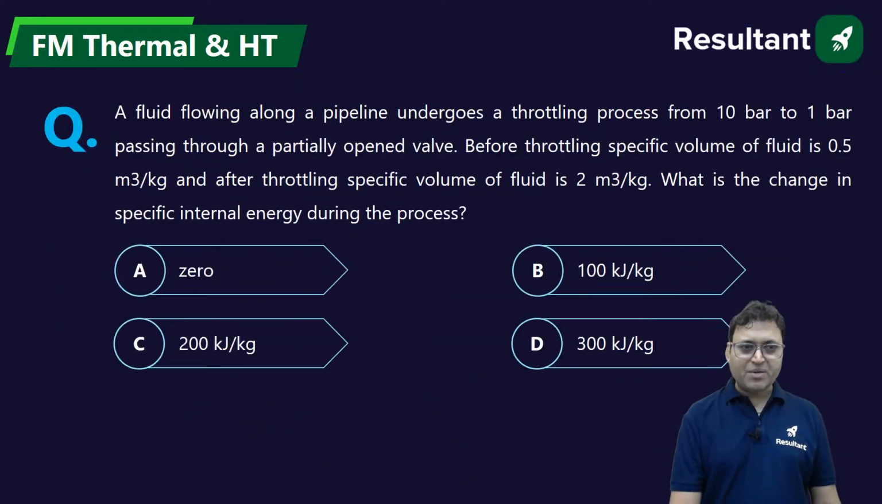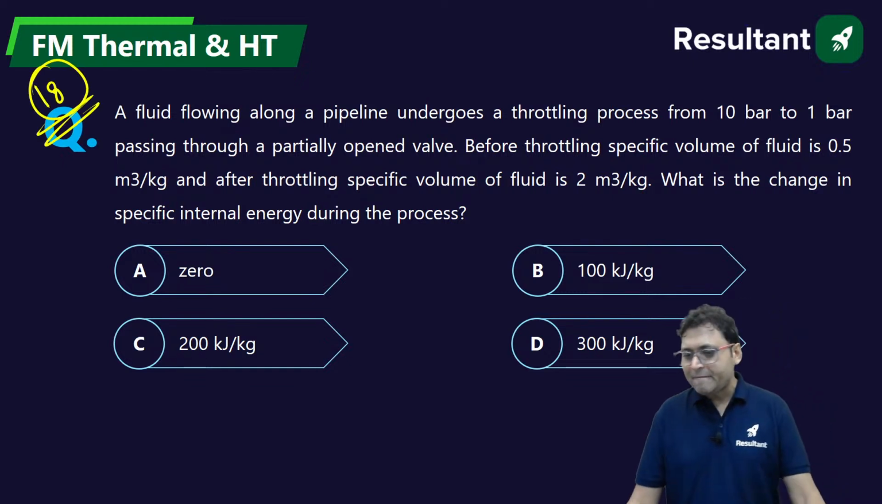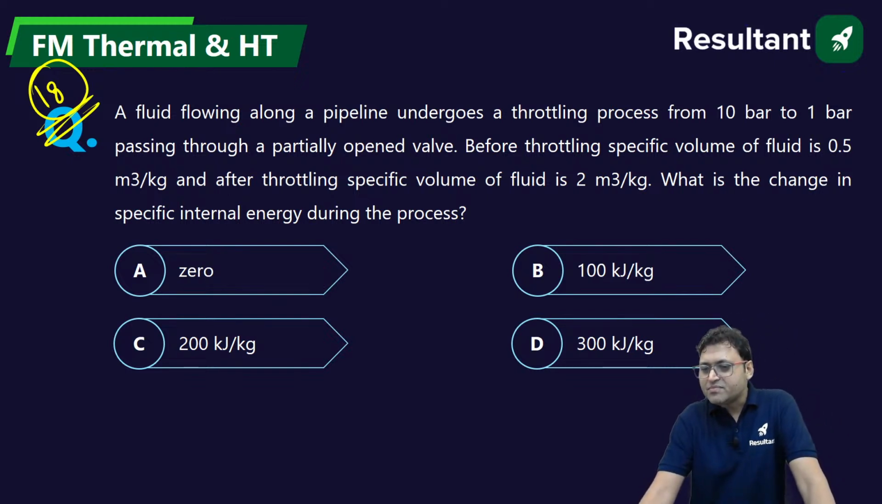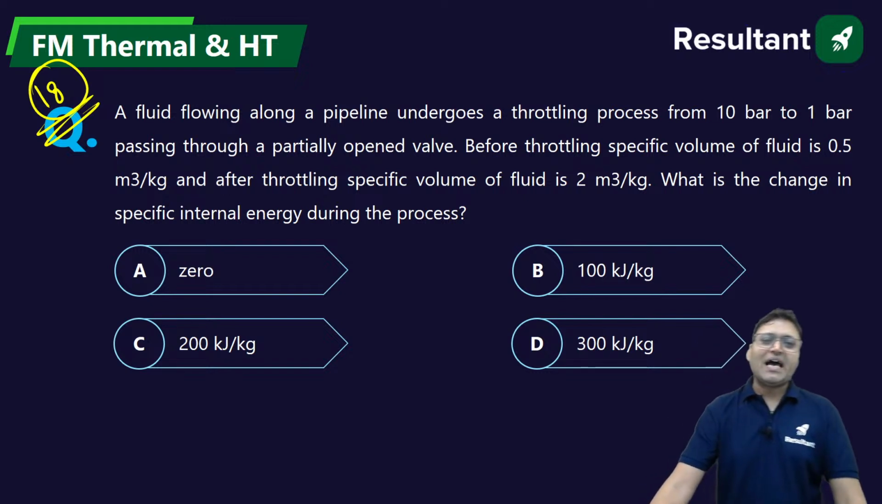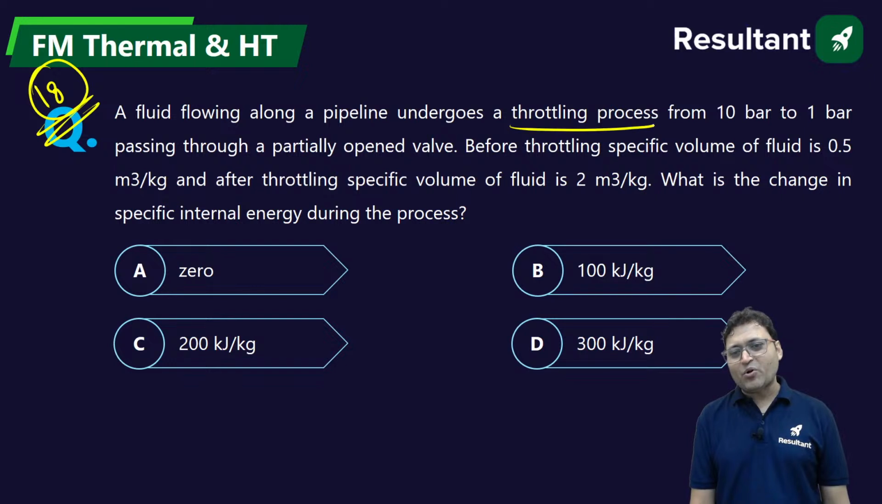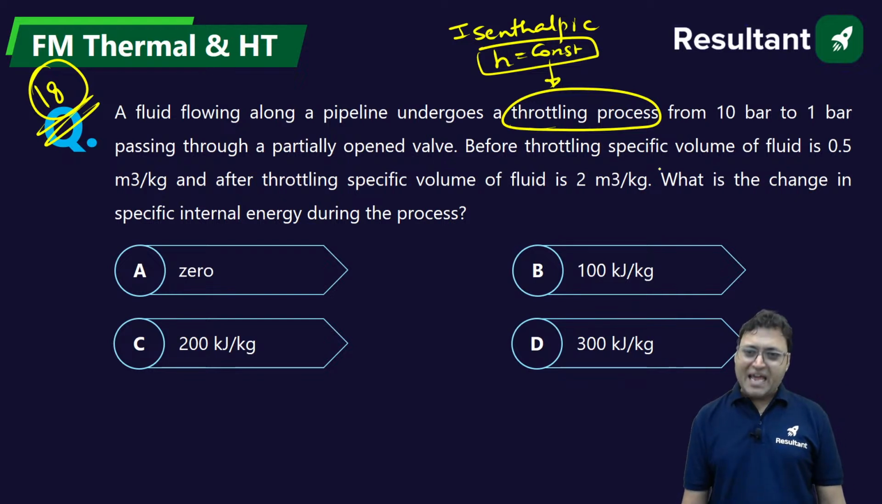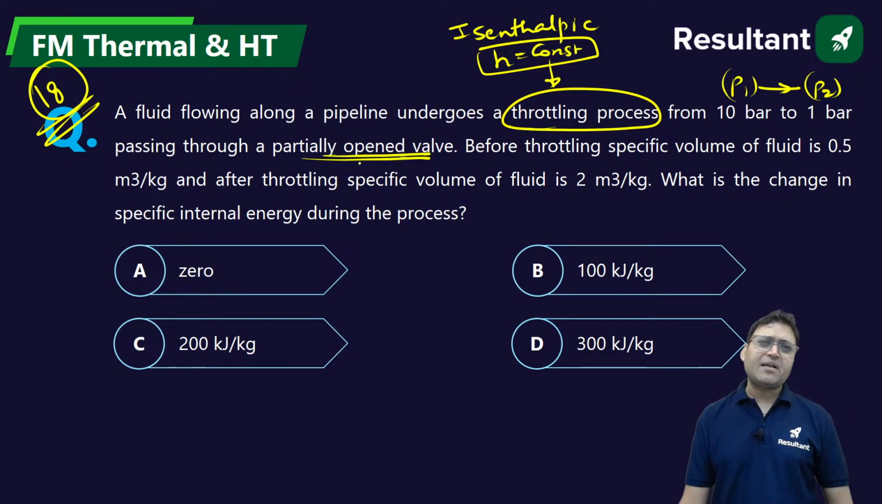Question number 18, next one on the screen. Solve the next question. A fluid flowing along a pipeline undergoes a throttling process. I have told you, throttling is isenthalpic, H is equal to constant. From 10 bar to 1 bar, there is a process from 1 to 2, passing through a partially opened valve. Throttling happens in a partially opened valve.